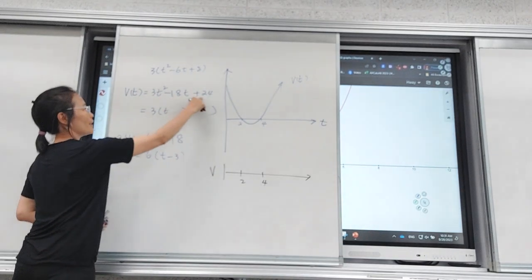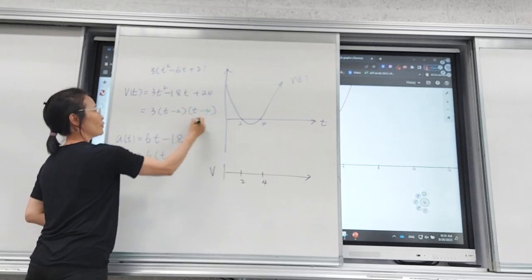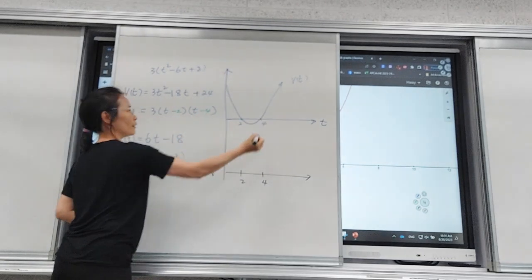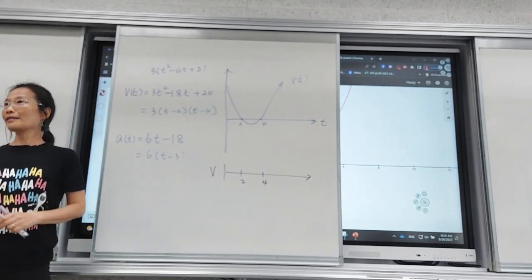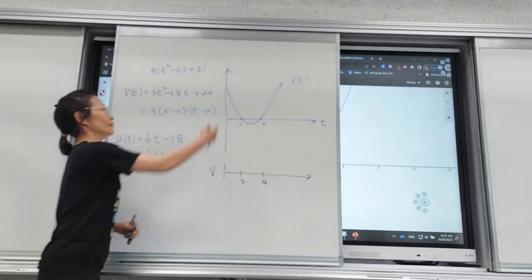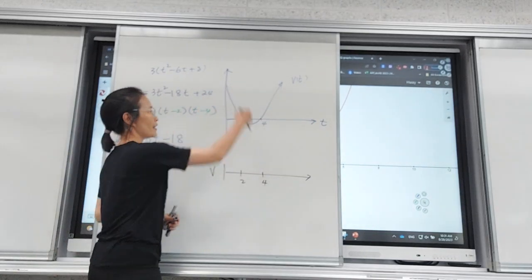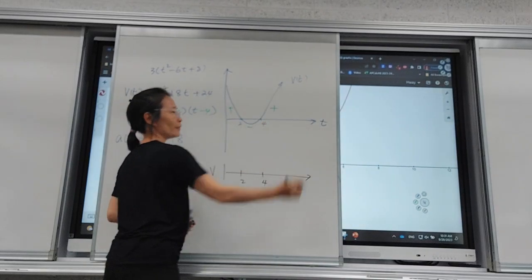This is quadratic. We can factor and find zeros, right? Negative 2, negative 4, so the zeros are at 2 and 4. Quadratic, leading coefficient positive, open up or down? Up, so cross at 2 and 4. So it's positive, negative, positive. Very easy, right?